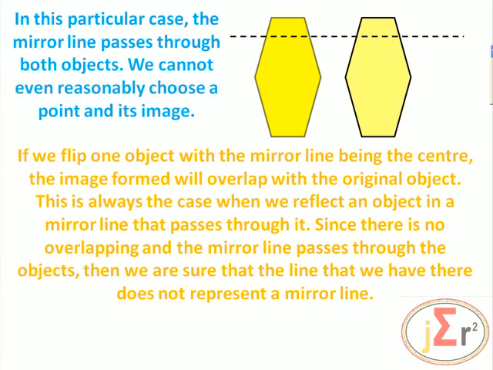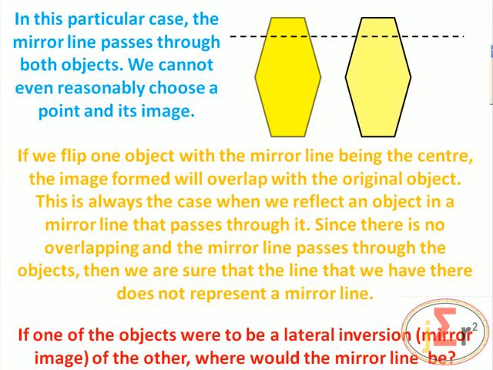Because if it were a mirror line, when the mirror line passes through an object and it is reflected in the mirror line, the object and its image usually overlap each other. So we are sure that because there is no overlapping and the line passes through the object, then there is no mirror line there.